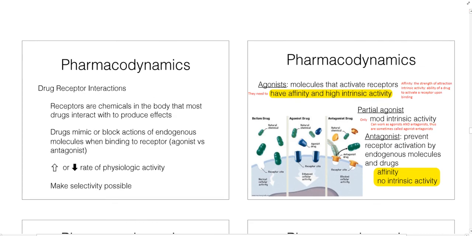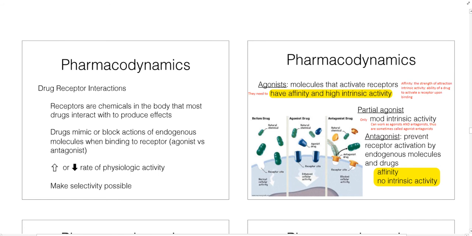So receptors are these chemicals that most drugs interact with to produce effects. And once those drugs interact with those receptors, they can either mimic or block the actions of the molecules that normally go into those receptors. And they can either increase or decrease the rate of physiologic activity that receptor, once activated, is supposed to cause. So for example, we can have agonists.